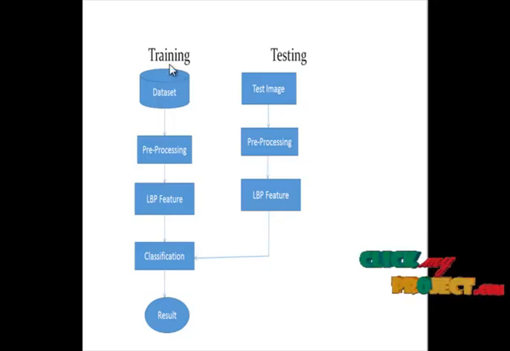It has two stages. The first one is the training stage and the second one is the testing stage. In the training stage, we give the whole database image to the process. So initially the whole database image is passed to the pre-processing stage. In the pre-processing method, the Gaussian filter is used to remove the noise.